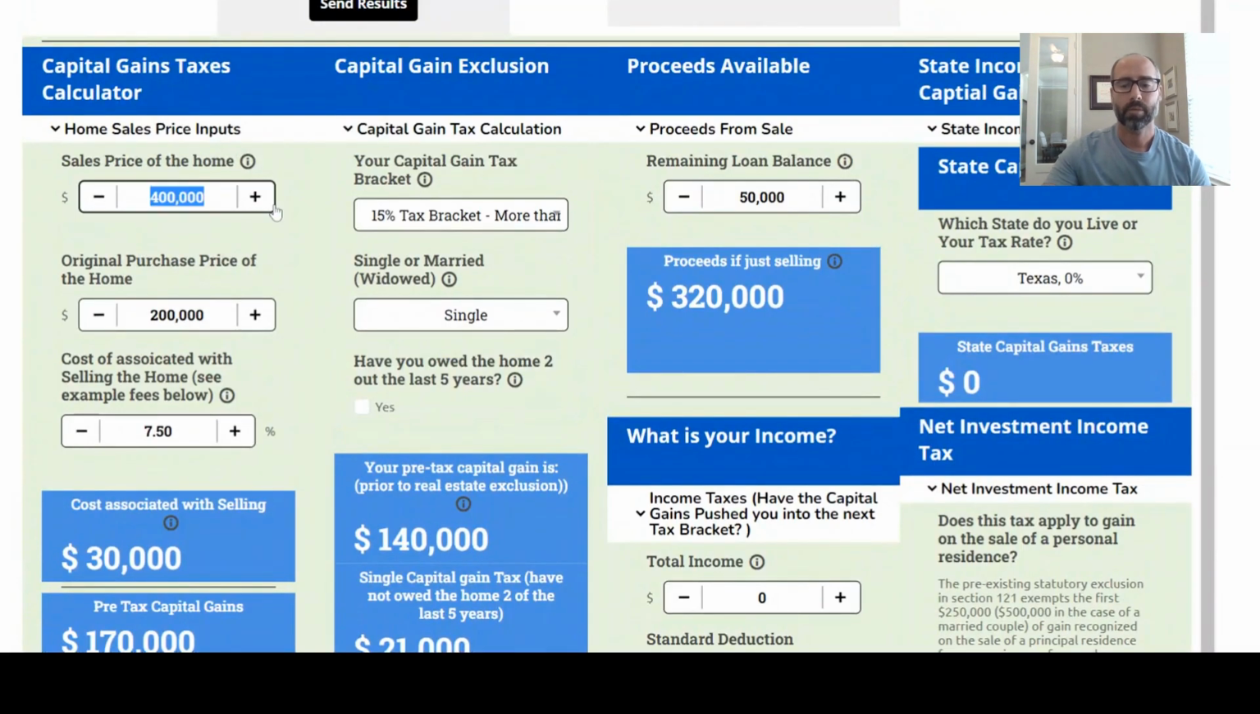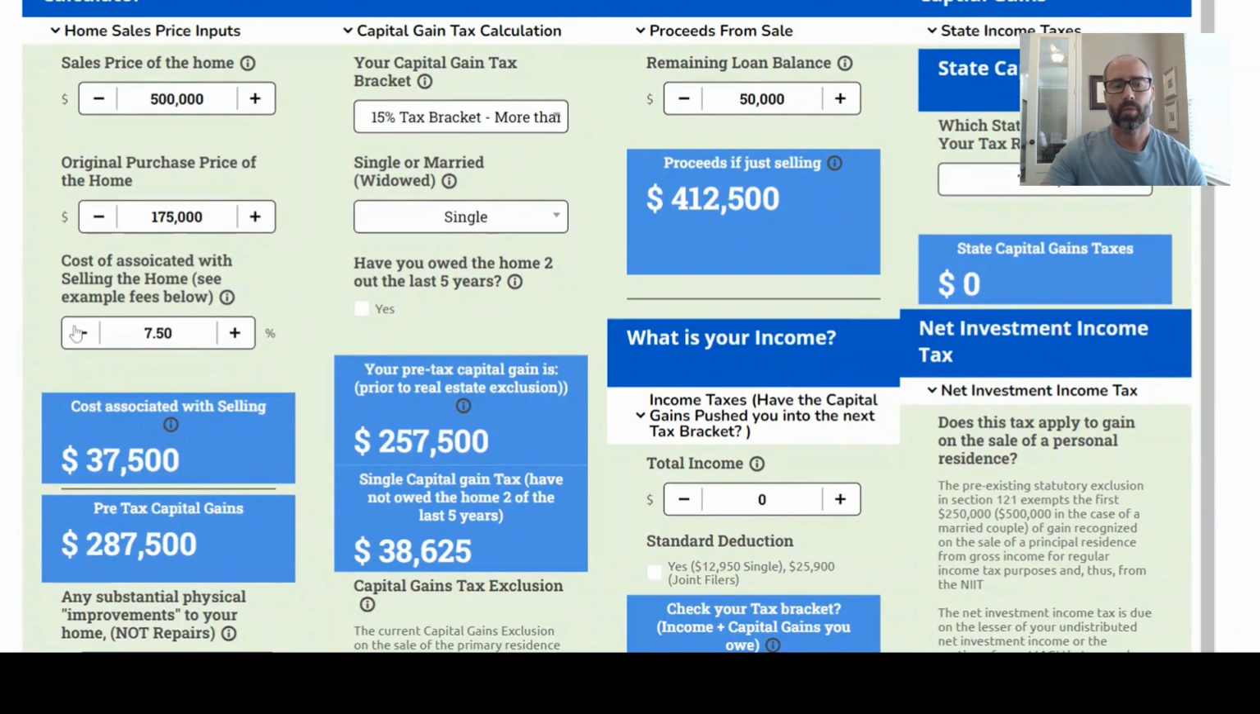So let's say we're going to be selling our home and it's our primary residence, and we're selling it for $500,000. Then it's going to ask you, when did you buy this home? Say we bought it 10 plus years ago and we bought it for $175,000. And then we're able to include our cost of selling the home, which will then reduce our proceeds, obviously.